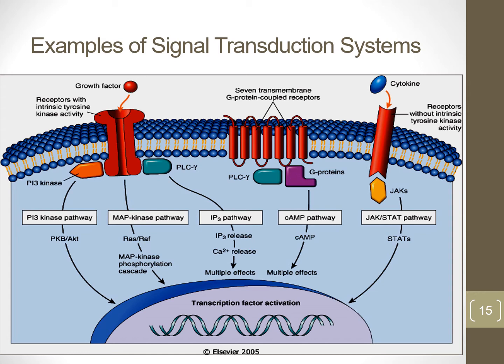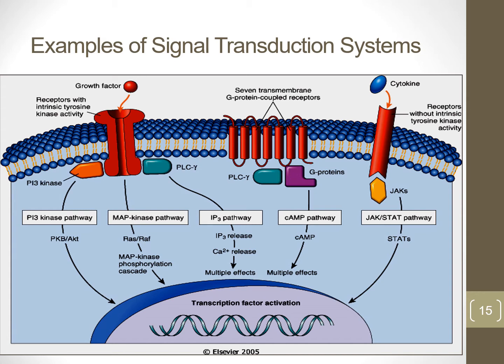This is the receptors with intrinsic tyrosine kinase activity. They usually have kinases associated with the receptor itself, and they exert their function through different pathways, including the PI3 kinase pathway or the MAP kinase pathway, and those will have phosphorylation of certain factors like the RAS or the RAF, also the AKT, and those will go into the nucleus and cause transcription of certain factors. And we have also the IP3 pathway, which exerts its function by increased calcium intracellularly and has multiple effects.